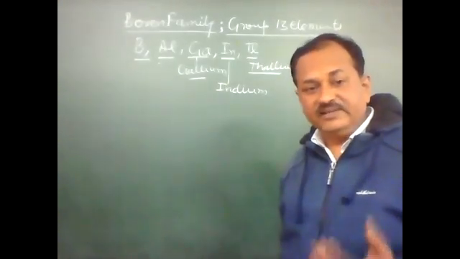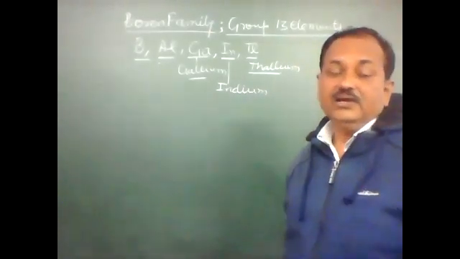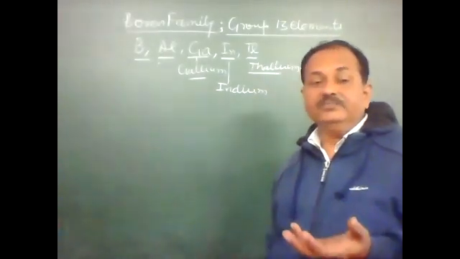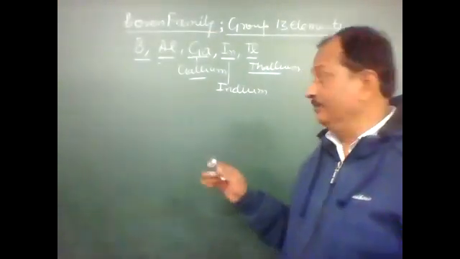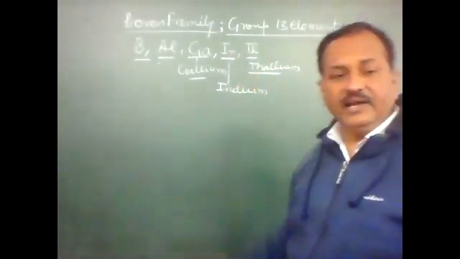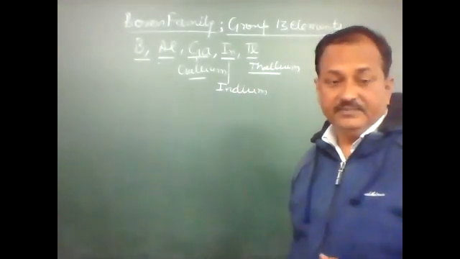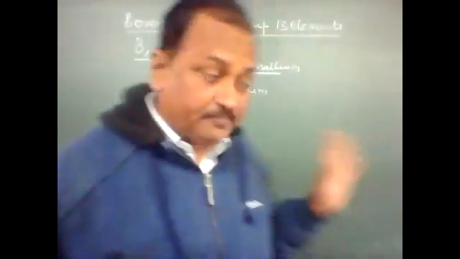Gallium has a melting point of less than 30 degrees Celsius. Its melting point is 29.6 degrees Celsius, so it melts on our palm, just like a small amount of butter will melt. Indium and thallium are much less metallic in nature. So this is the basic point.